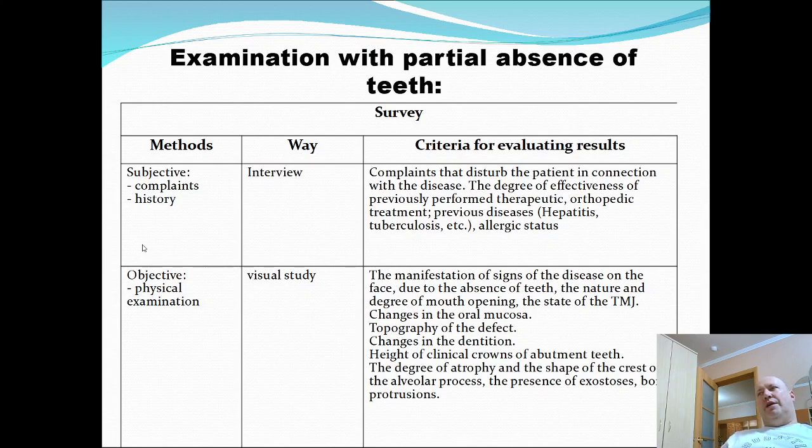Here, with the help of visual study, you check manifestation of signs of the disease on the face due to the absence of teeth, the nature and degree of mouth opening, the state of the temporomandibular joint, changes of the oral mucosa, topography of the defect, changes in the dentition.